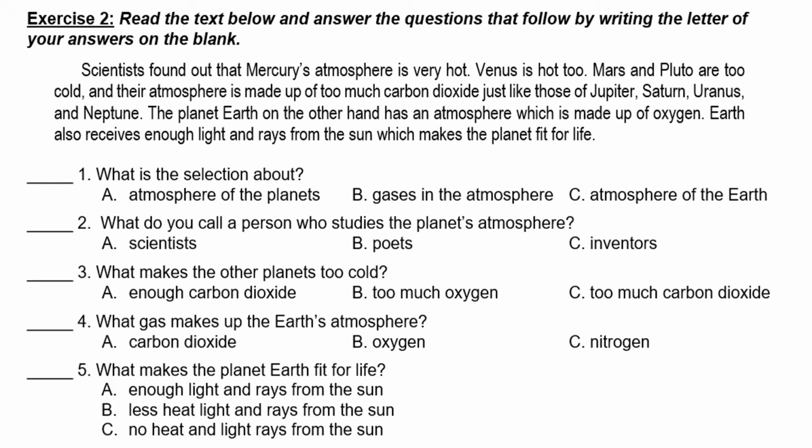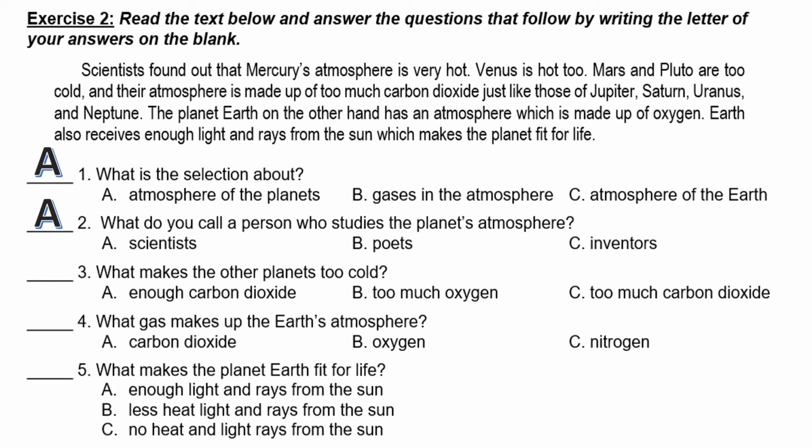What is the selection about? A. Atmosphere of the planets. B. Gases in the atmosphere. Or C. Atmosphere of the Earth. The answer is letter A. Okay, number 2. What do you call a person who studies the planet's atmosphere? A. Scientists. B. Poets. Or letter C. Inventors. The answer is letter A.